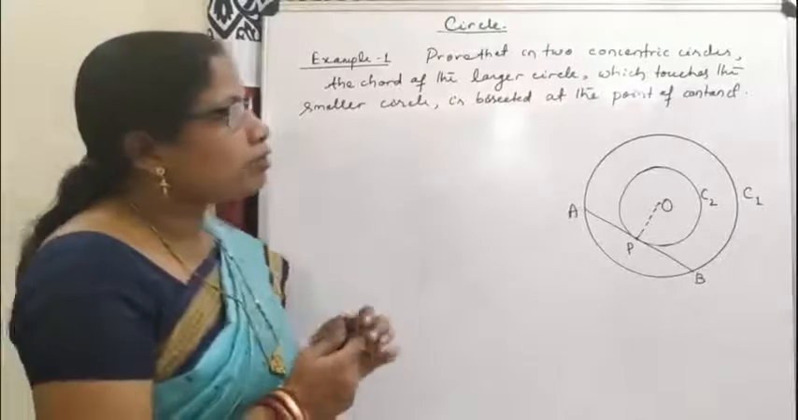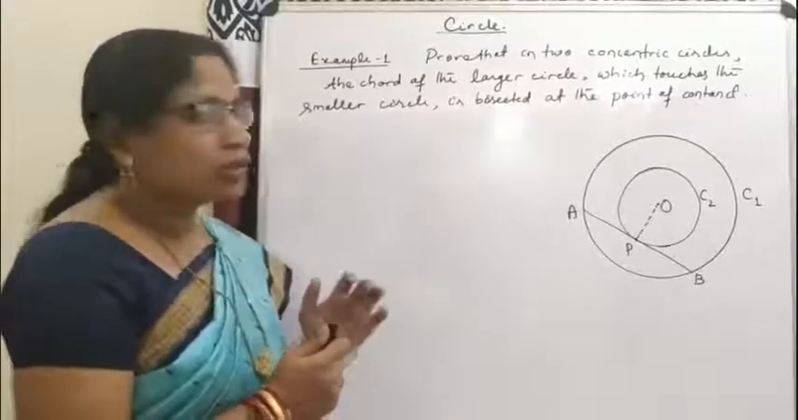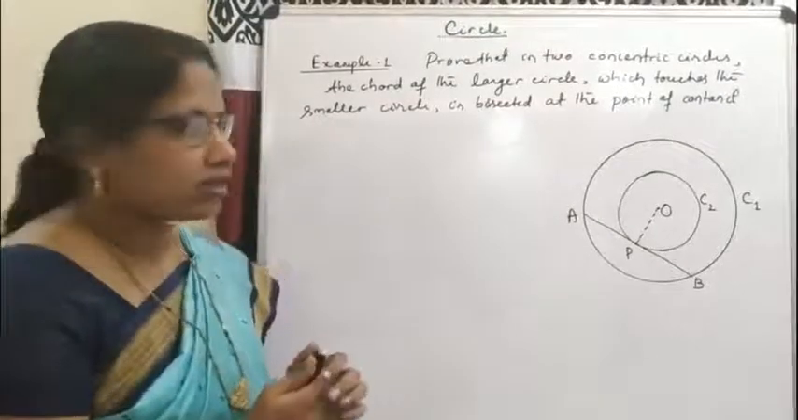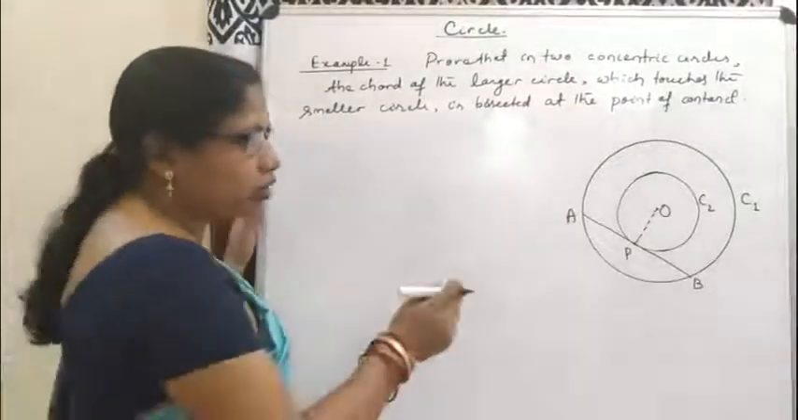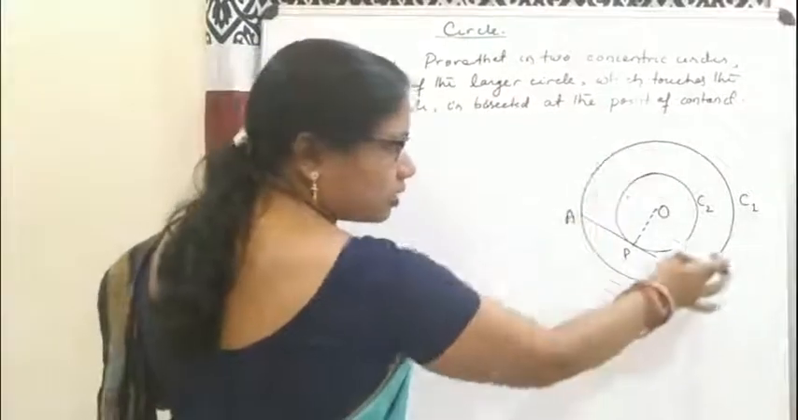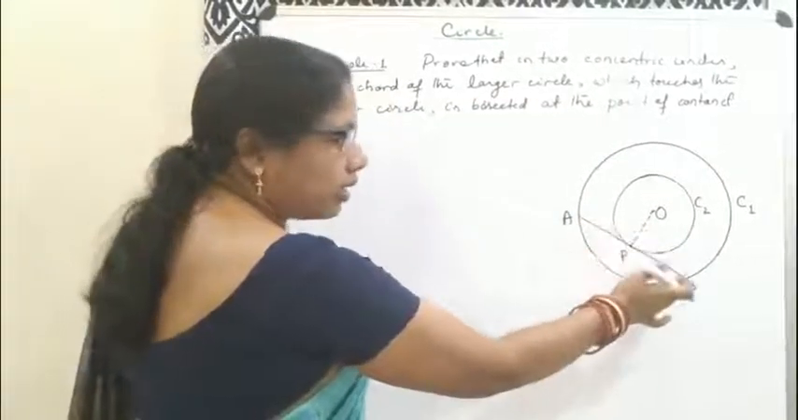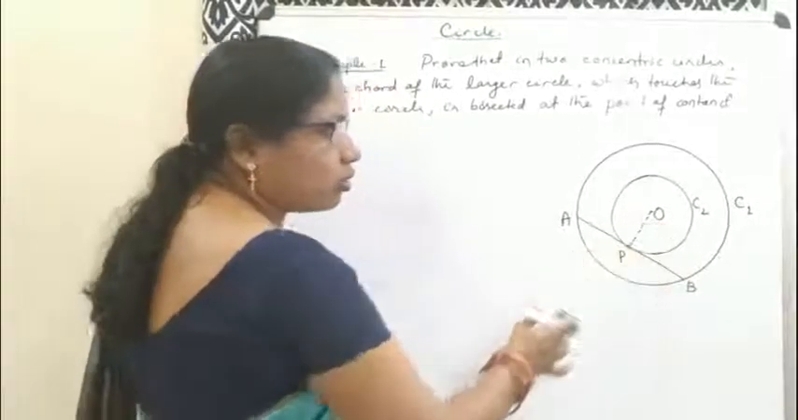So first, what do you mean by concentric circles? Two circles having a common center are known as concentric circles. So here I have taken two circles. C1 is the larger circle and C2 is the smaller circle. So they have a common center O.